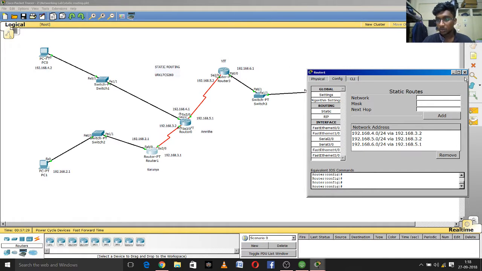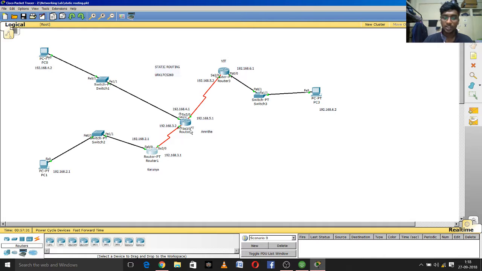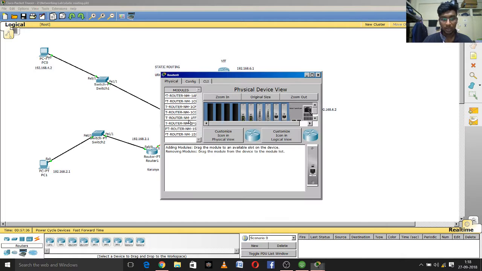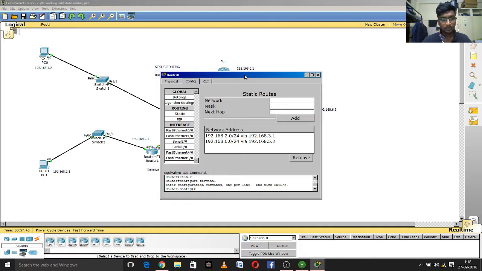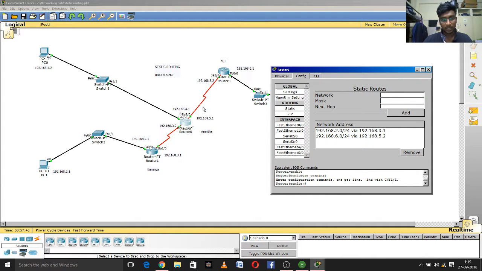The same goes with router 2. For the sake of the experiment, we've named them Karunya, Amrita, and VIT. So in the Amrita network, again, when we go to static, we see that it is connected already to these three networks. The only two networks that it is not connected to are the 2.0 and the 6.0. So using the nearest IP addresses, which would be 5.2 and in this case 3.1, we again connect it similar to how we connected the first router, as you can see here.